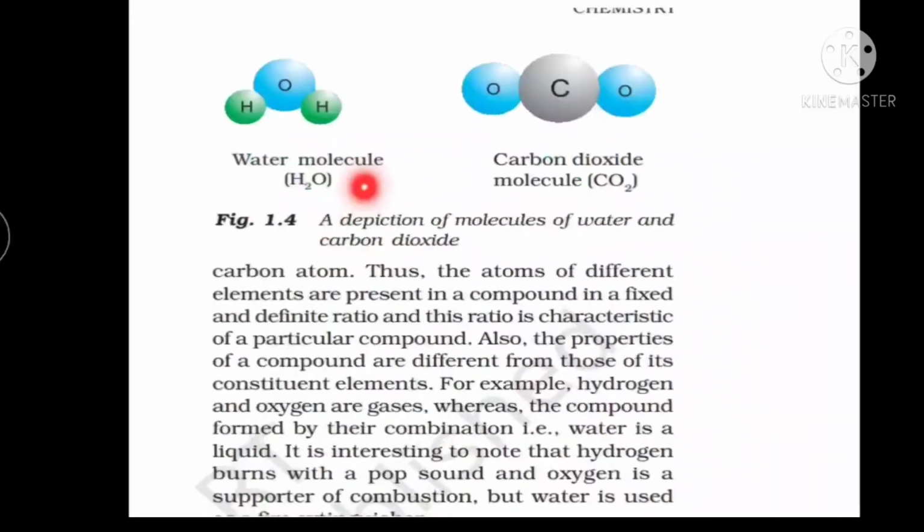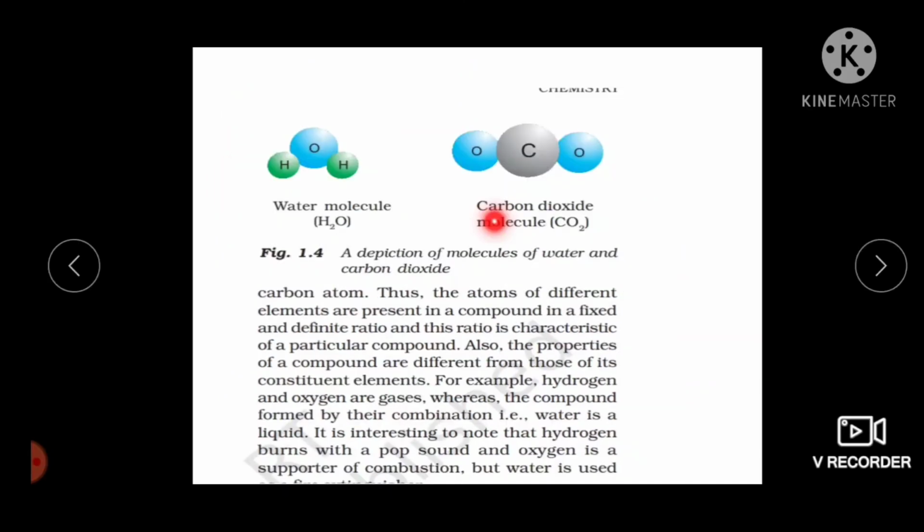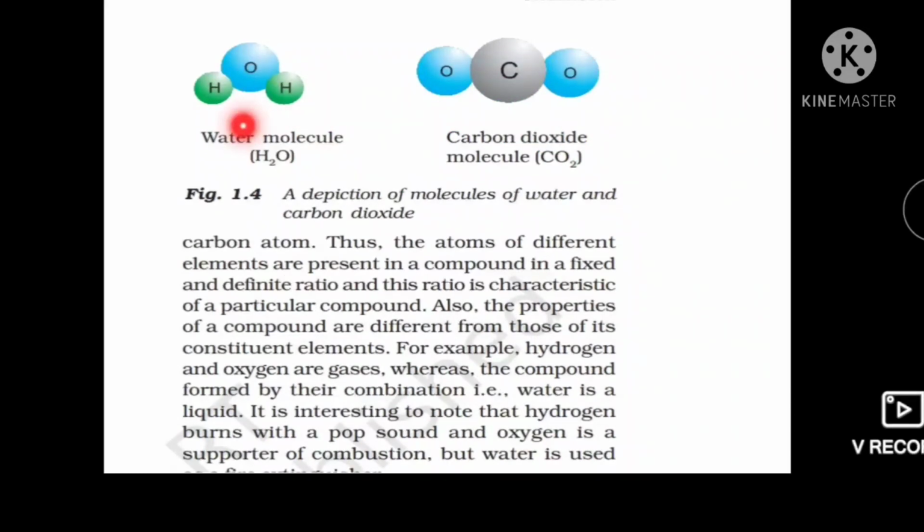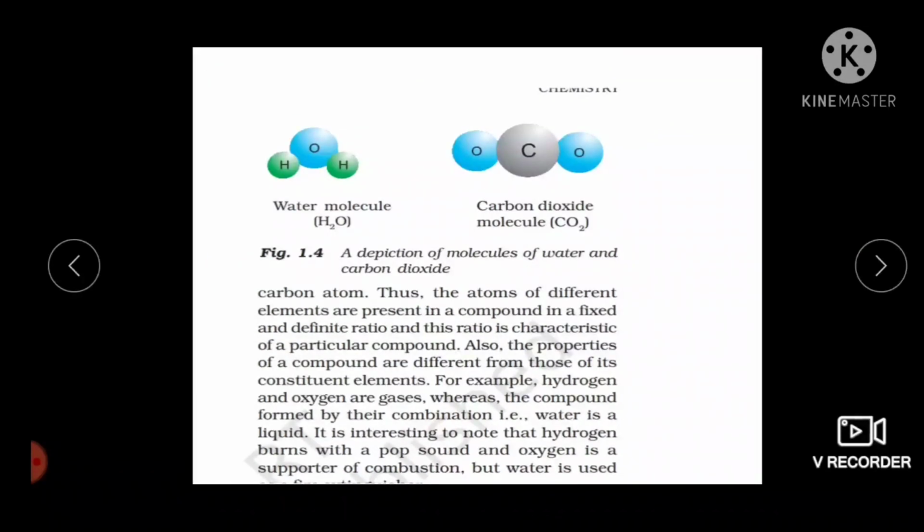In the case of water molecule, two hydrogen atoms combine together with oxygen to form a water molecule. In the case of carbon dioxide, two atoms of oxygen combine with carbon to form carbon dioxide. Compounds are formed by atoms of different elements, and all of these have a fixed ratio. And this is the characteristic of a particular compound.